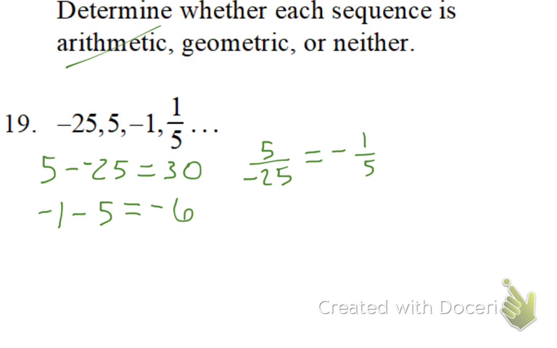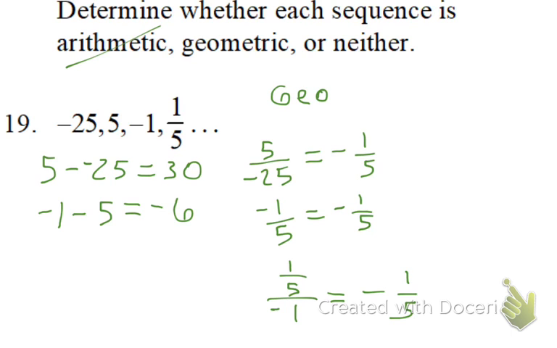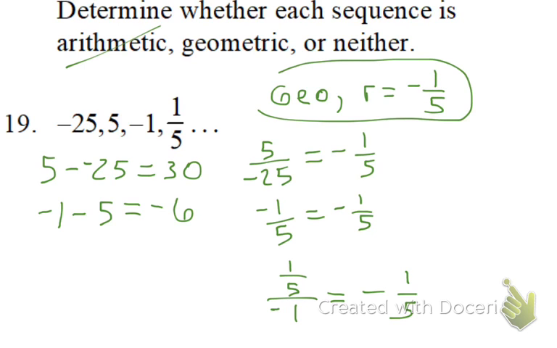Geometric, divide by the previous term and see if we come out with a common ratio. If we do negative 1 divided by 5, that's negative 1/5. And then positive 1/5 divided by negative 1 is also negative 1/5, so it is geometric, and we can say the common ratio is negative 1/5. So that's our reason in concluding that it's geometric.